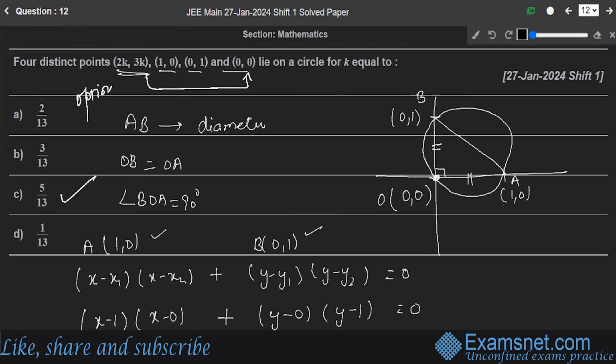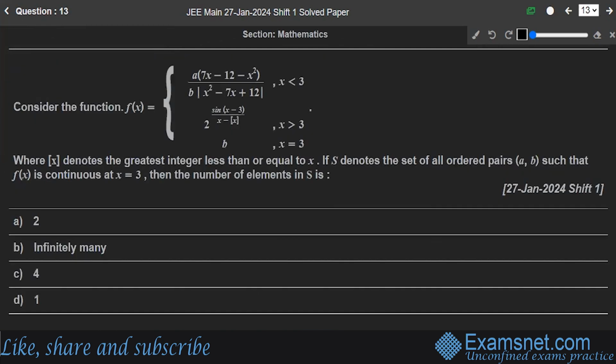We have C option as the right answer. Hope you're clear with this. Next is question number 13.